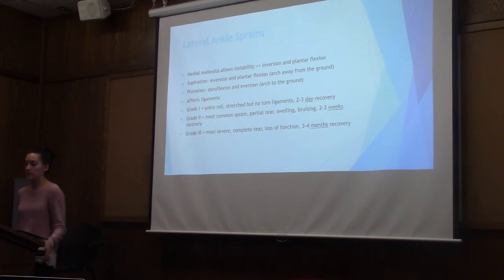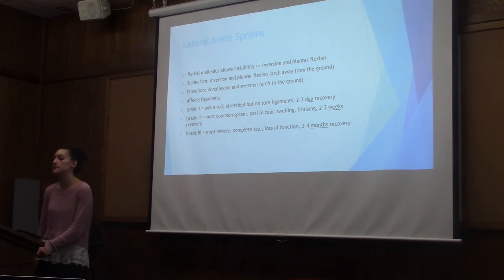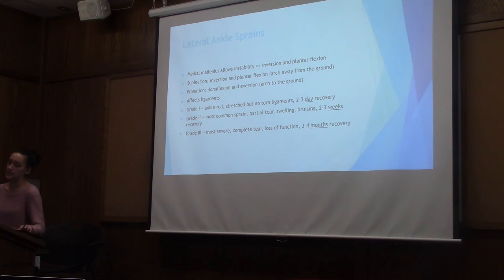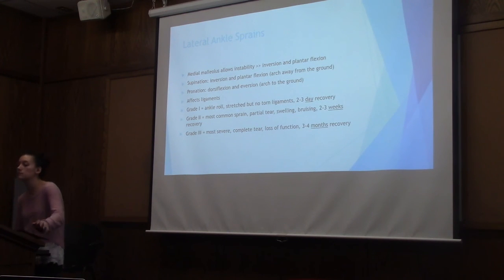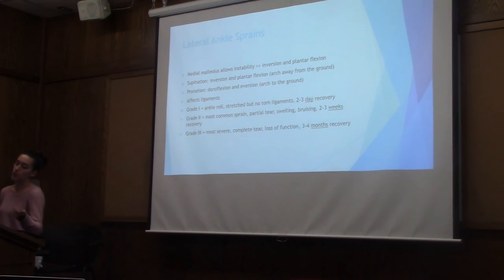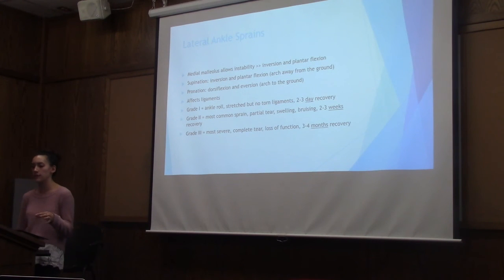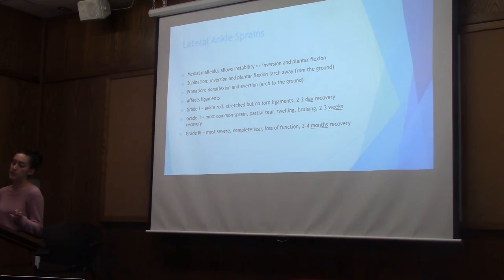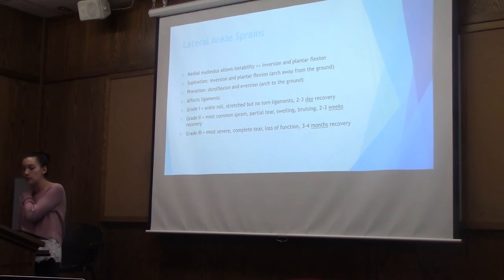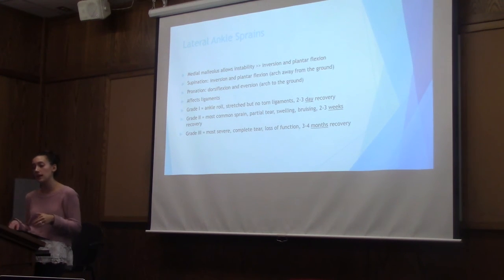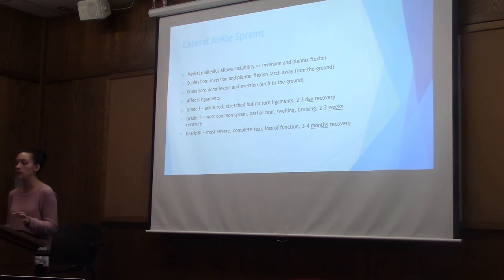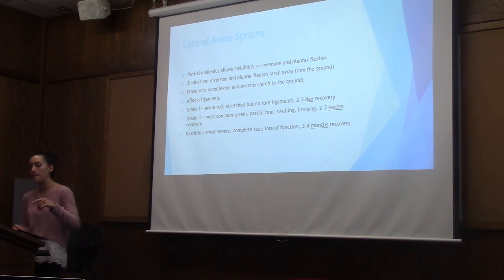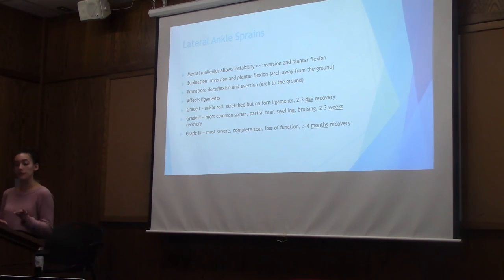Lateral ankle sprains affect the ligaments, like we talked about before. It's going to be your ATF, your PTF, and your CF. And then you have the different grades. Grade 1 is like an ankle roll, stretched but no torn ligaments, takes a couple days to recover. Grade 2 is the most common sprain, partial tear, swelling, bruising, takes a couple weeks to recover. Grade 2 has a little bit of loss of function, but grade 3 is a complete tear, complete loss of function, and takes 3 to 4 months to recover.